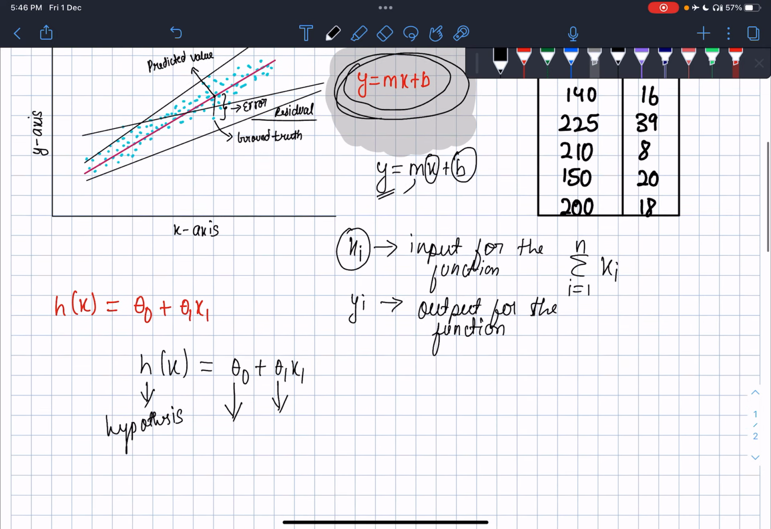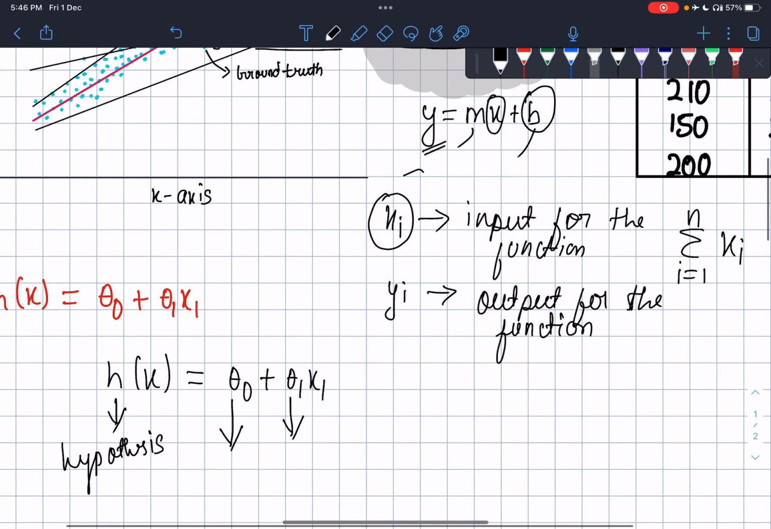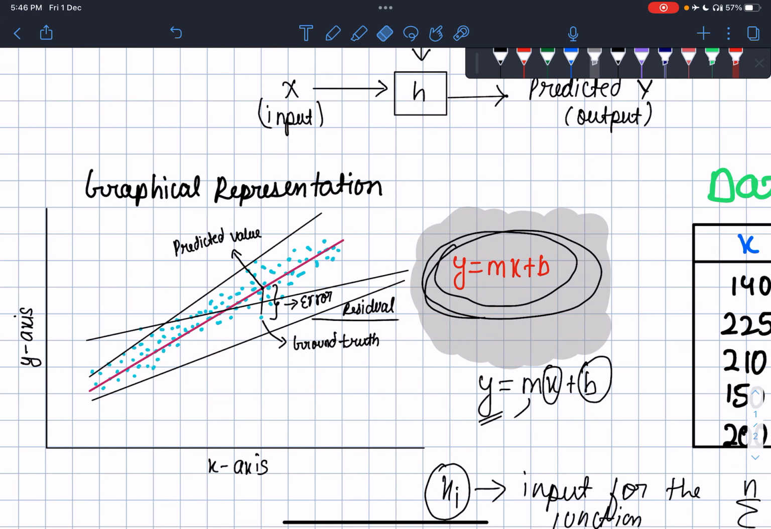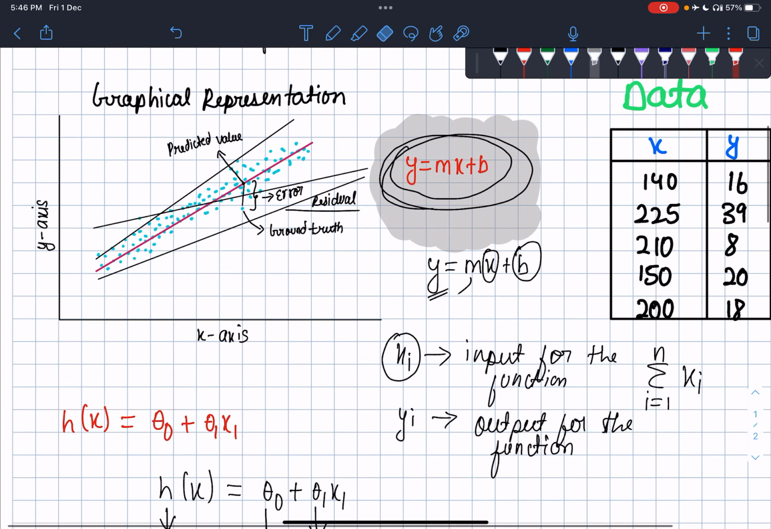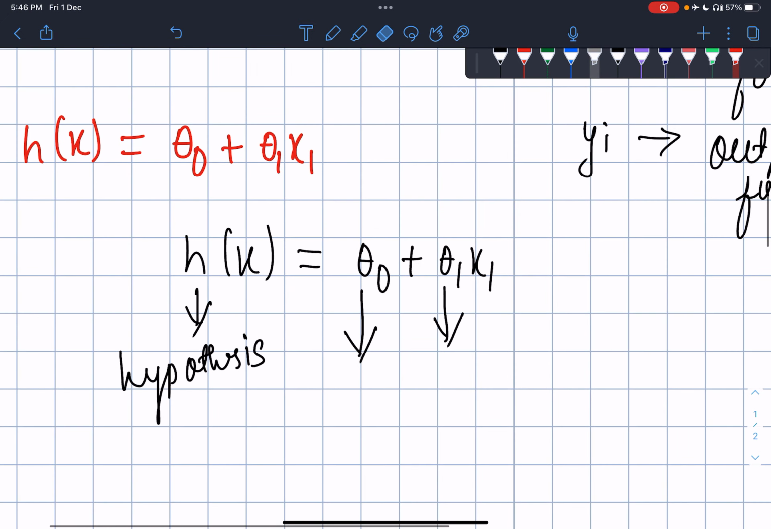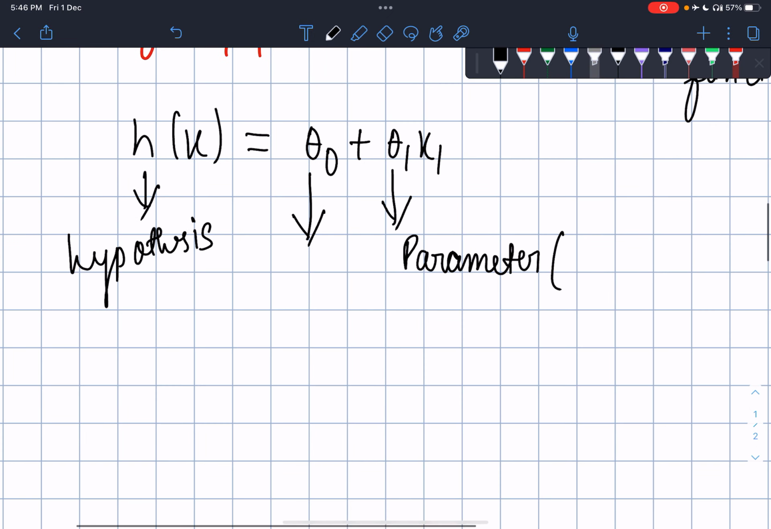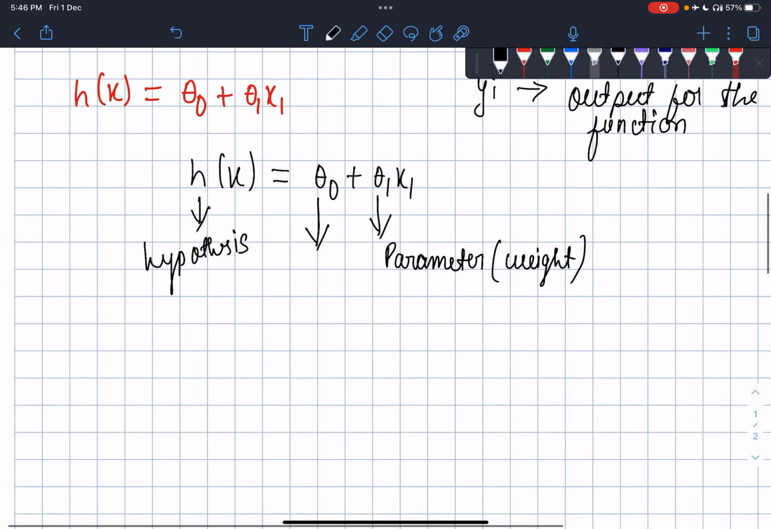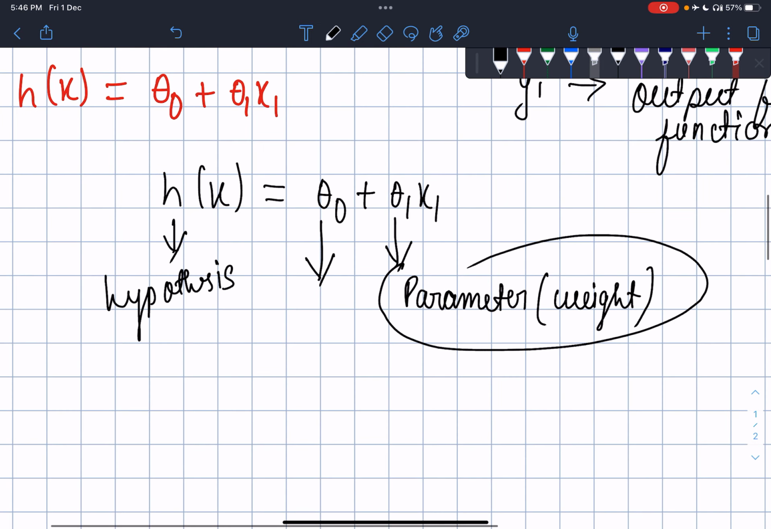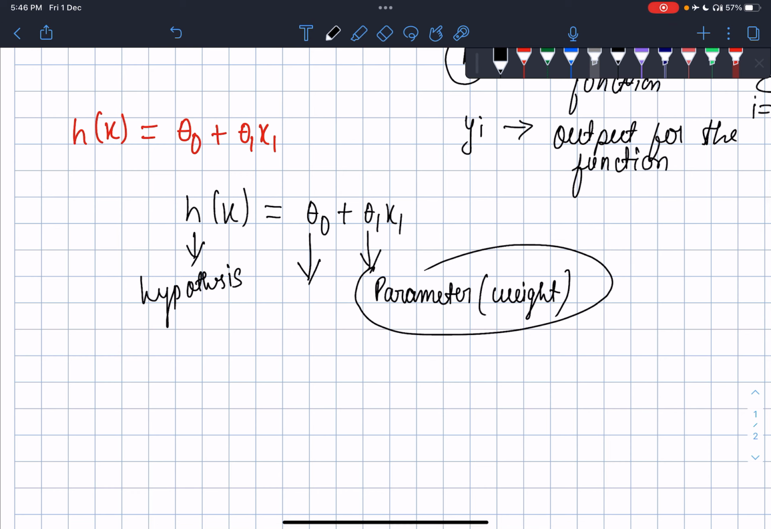As we have seen in the equation, there is a coefficient which aligns with the data and with the line, which makes the line linear. Because it's linear regression, we must have something linear in it. This is what we call a parameter. This also we call a parameter, and we also call it a weight.